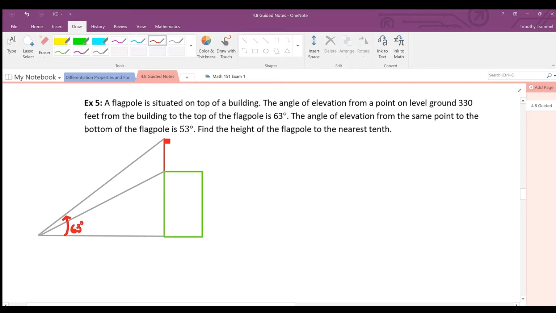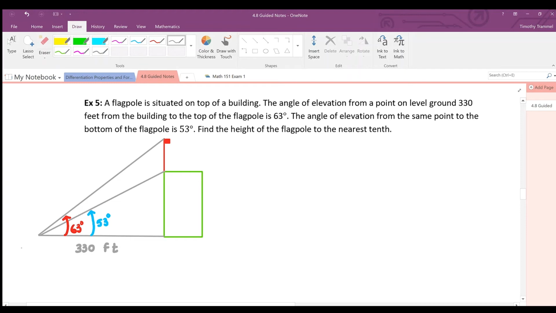And then we actually have one more angle here to deal with. The angle of elevation from the same point to the bottom of the flagpole is 53 degrees. So this angle here is 53. And I should also write this in here. The base of this triangle, we were told, had length 330 feet. And now what we're asked to do is find the height of the flagpole.